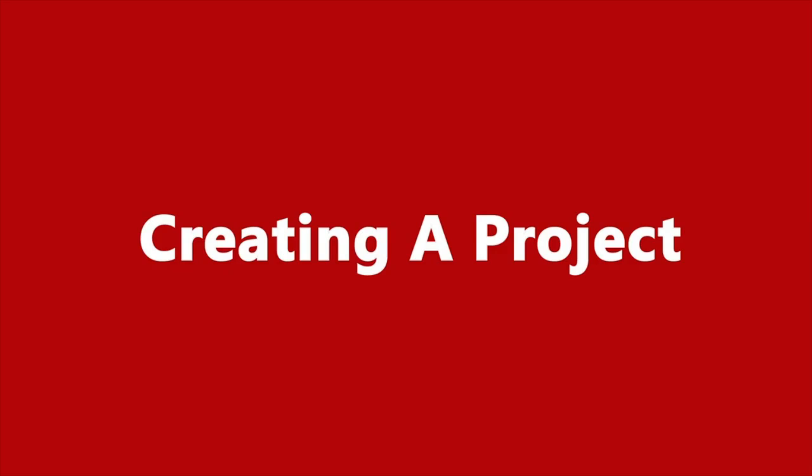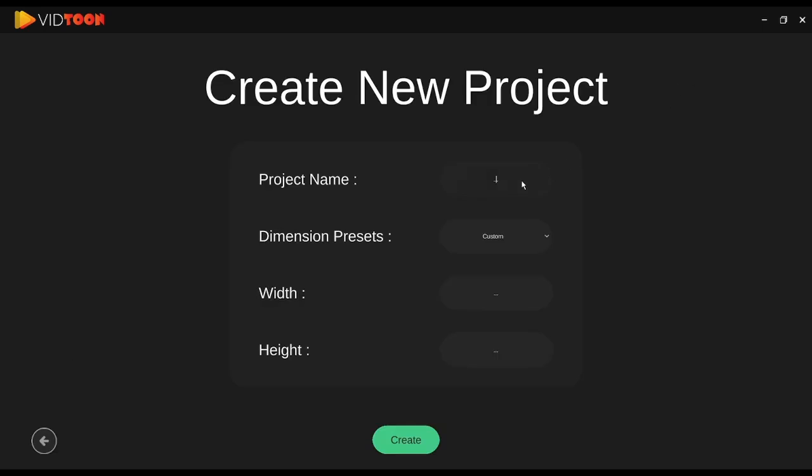Creating a project. The first thing you need to do to start using Vidtoon is to assign a name to your new project. Click on the Enter Text label and add your desired name. Below you will notice the Dimensional Preset tab. Click on it and select which video resolution you want.